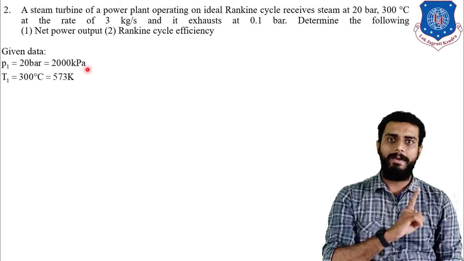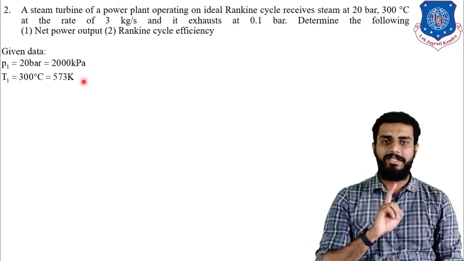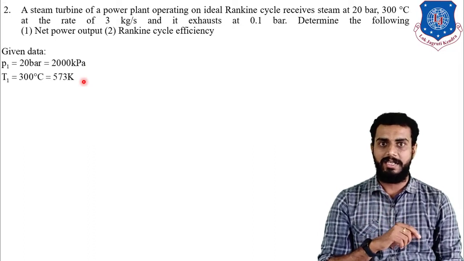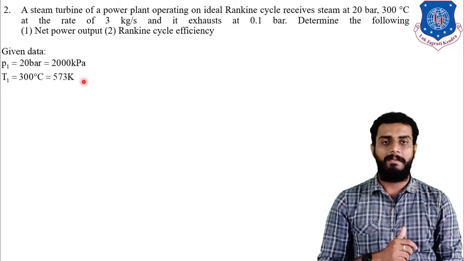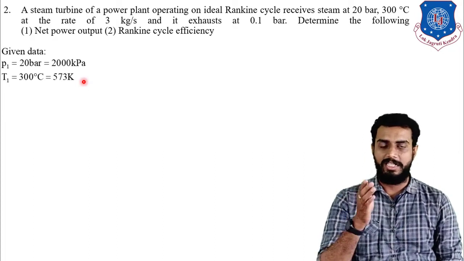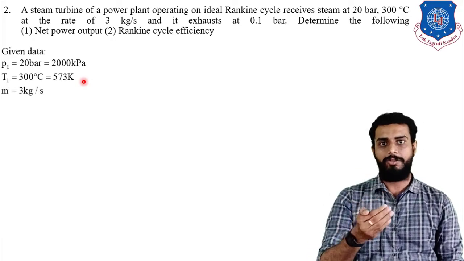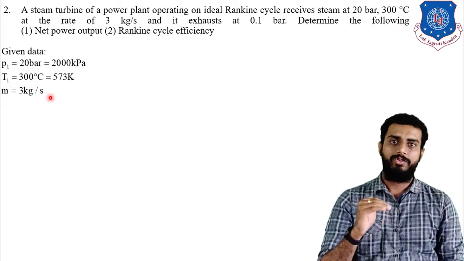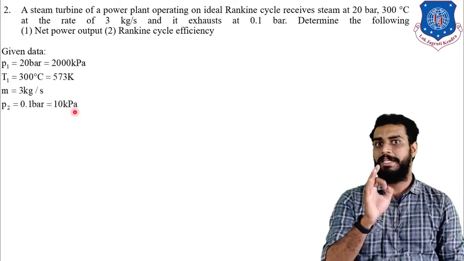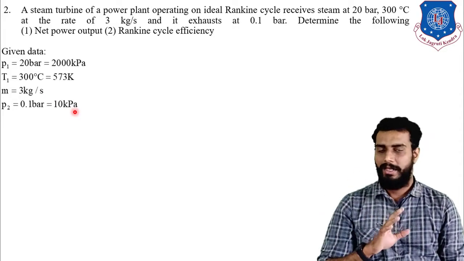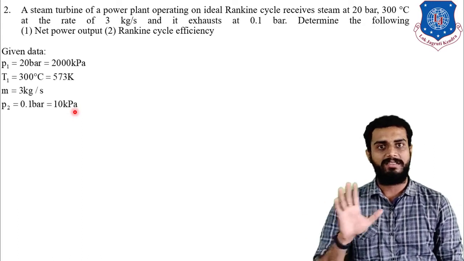Remember the conversion, 1 bar is equal to 10⁵ Pascal. Now further, temperature is given, that is T1 is 300 degrees Celsius. So convert it into Kelvin, that will be 573 Kelvin. Right? Further, mass flow rate m dot is given as 3 kg per second, and the exhaust pressure is 0.1 bar. Now exhaust pressure means at the outlet of the turbine. So if the outlet of the turbine is denoted as point 2, then P2 is given as 0.1 bar. Clear everyone? So 0.1 bar will be equivalent to 10 kilopascal.